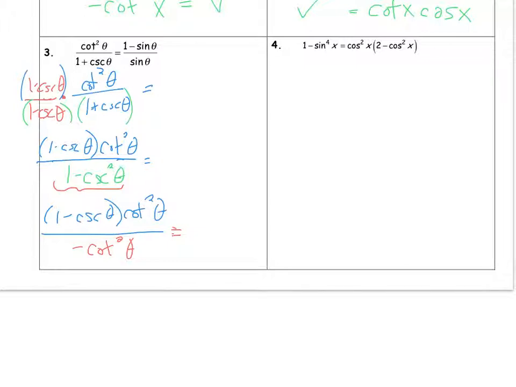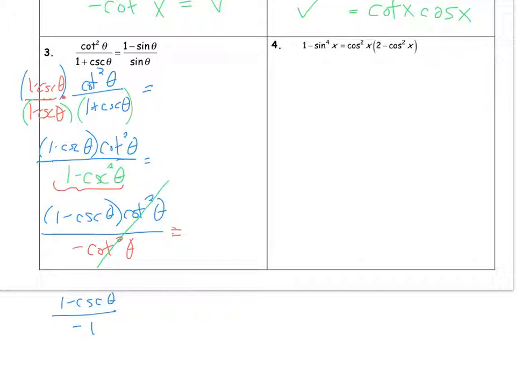Hey, look at that. We have a cotangent squared on the top. We have a cotangent squared theta on the bottom. Anything divided by itself is gone, right? It cancels out. It divides to 1. So I can divide those out. And I'm left with 1 minus cosecant theta over a negative 1. Please don't cancel those negatives out and say the answer is 1 plus cosecant theta. That's just bad math. That's going to end you up in jail.